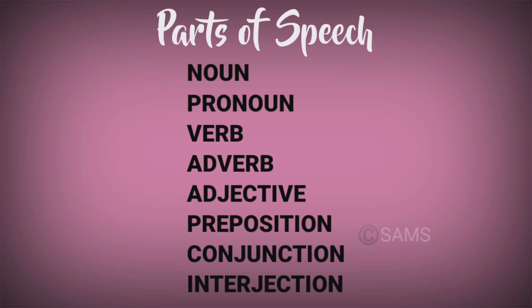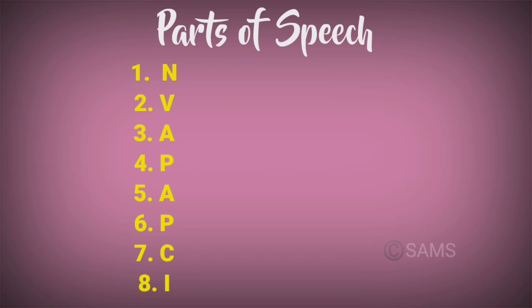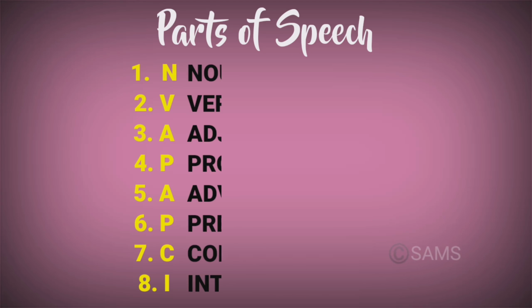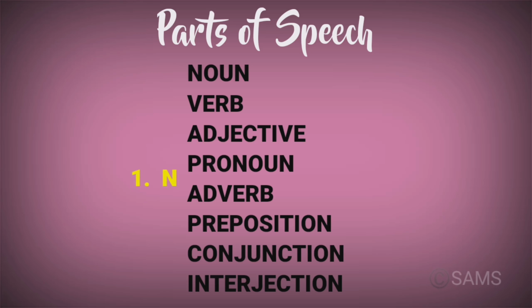I have an easy method to remember this. You have to read like this: N Vapa PC. N consists of noun. V, verb. A, adjective. P, pronoun. A, adverb. P, preposition. C, conjunction. I, interjection. How to remember this?